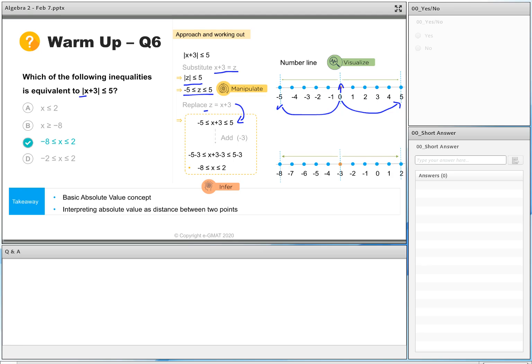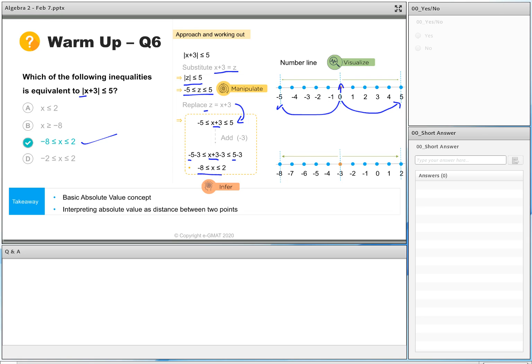Then since I have a plus 3 in between, I subtract 3 from all the three parts of this inequality. So I subtract 3 from minus 5, I subtract 3 from x plus 3, and I also subtract 3 from 5. Once I do that, the inequality stands at minus 8 less than or equal to x less than or equal to 2, which is choice C, the right answer for this question.